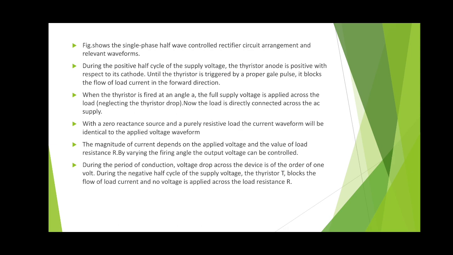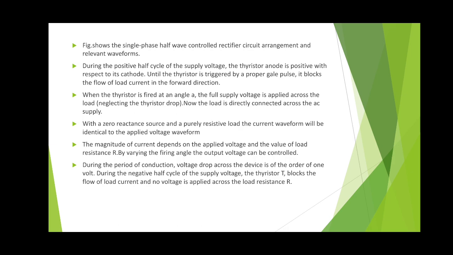So we are not considering that the load is reactive, it is purely resistive. So voltage and current are in phase with each other. The magnitude of current depends on the applied voltage and the value of load resistance R. So by varying the firing angle alpha, the output voltage can be controlled.